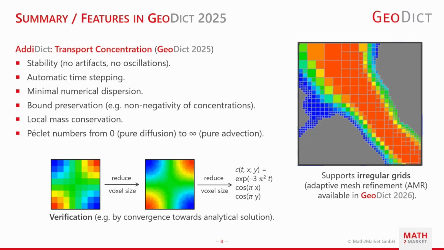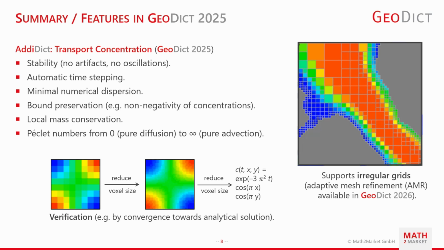Then we have a nice property, bound preservation. This implies, for instance, non-negativity of concentrations. So you will never receive negative concentrations. If you do, tell us, then it's a bug, obviously. We also verify our solvers, both for diffusion and for advection and for mixtures, by comparing our numerical solution against analytical solutions. So we run so-called grid convergence tests, and we then observe that the discretization error decreases with a certain order, thus verifying the numerical scheme.